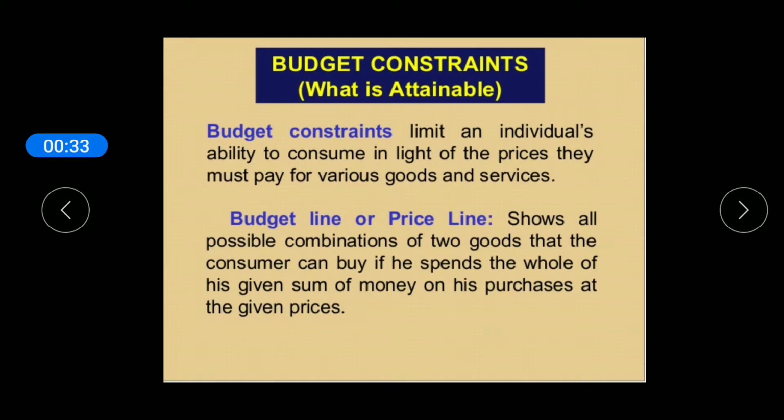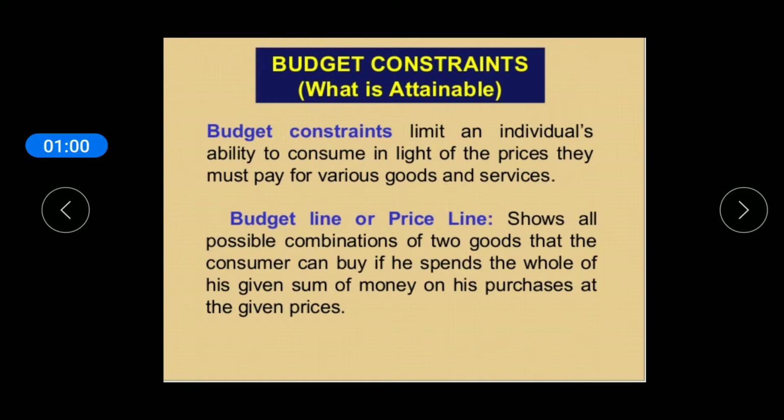Students, it is the limit on an individual's ability to consume in light of the price they must pay for various goods and services. It means it shows the limit of goods which a consumer can purchase with the given price of goods and with the income of the consumer. Now, what is the budget line? We can say it is the price line also.